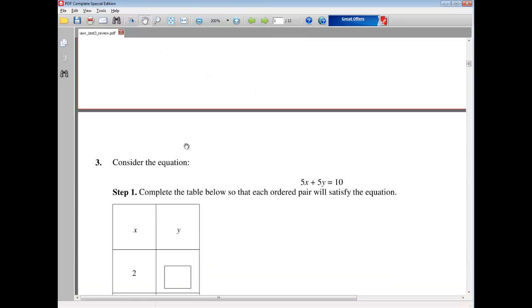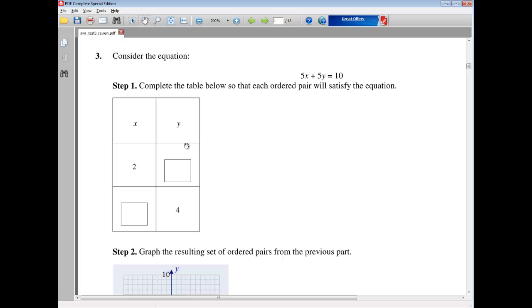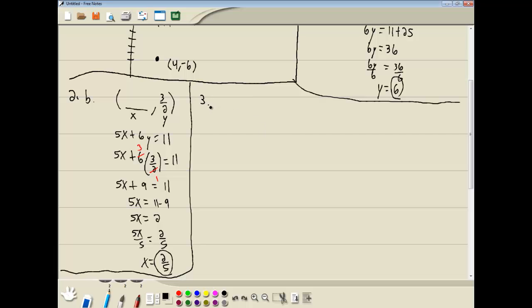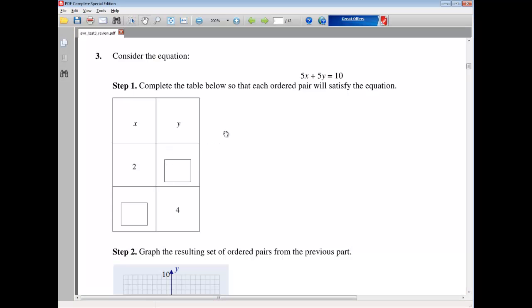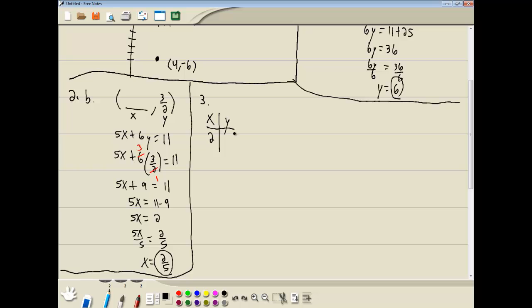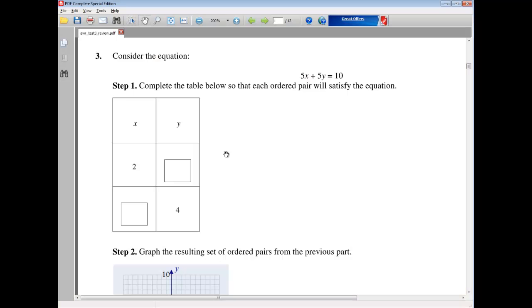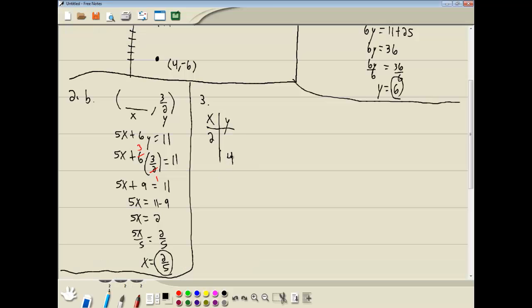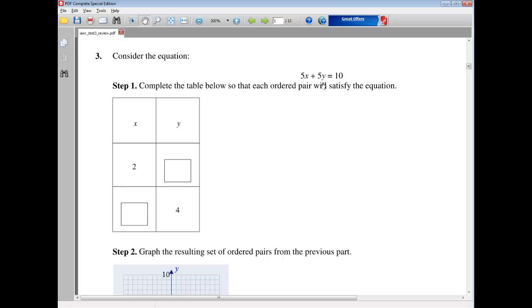Let's take a look at number 3. Complete the table below so that each ordered pair will satisfy the equation. So same setup. We're trying to find a point here. So they're asking us to build a t-chart basically. In this one they're telling us x is 2. And we're trying to find y. And in our second part they're telling us y is 4. And we're trying to find x. And our equation is 5x plus 5y is equal to 10.